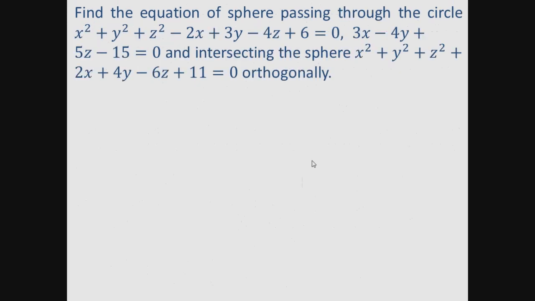Consider the next problem. Find the equation of sphere passing through the circle x square plus y square plus z square minus 2x plus 3y minus 4z plus 6 equal to 0, comma 3x minus 4y plus 5z minus 15 equal to 0, and intersecting the sphere x square plus y square plus z square plus 2x plus 4y minus 6z plus 11 equal to 0 orthogonally. So again we want a sphere which passes through the circle and satisfies the property of orthogonality. So consider the family of spheres which pass through the given circle and then use the condition of orthogonal spheres.